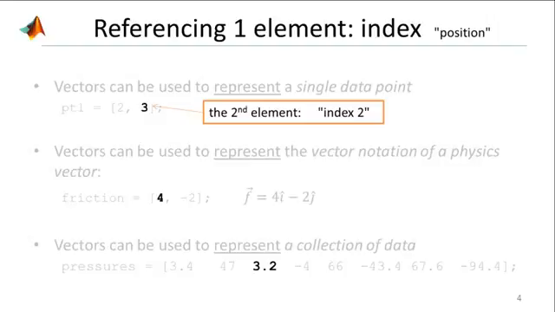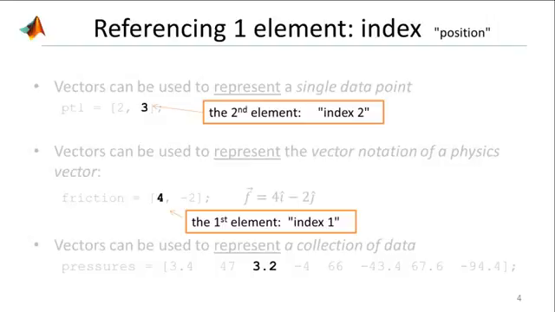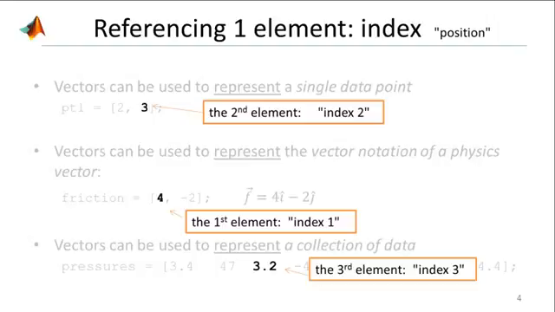We would refer to that as an index. Think of it as a position. The second element is index 2. The 4 was at index 1. The 3.2 was at index 3. Using this index position, we can ask MATLAB to reference only that one specific element.